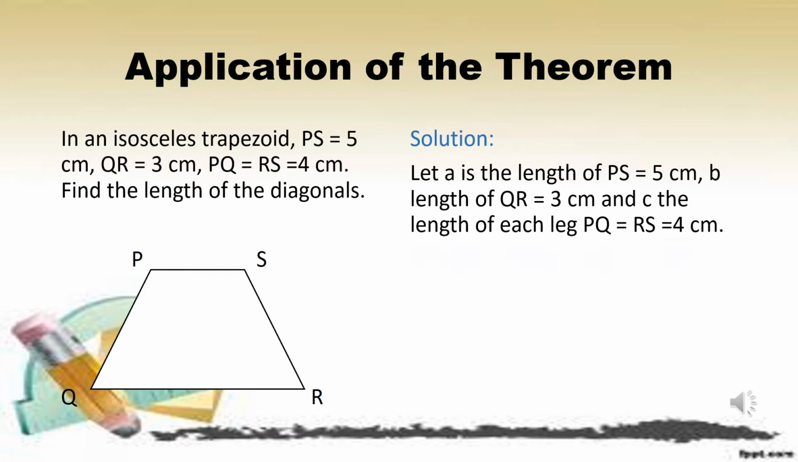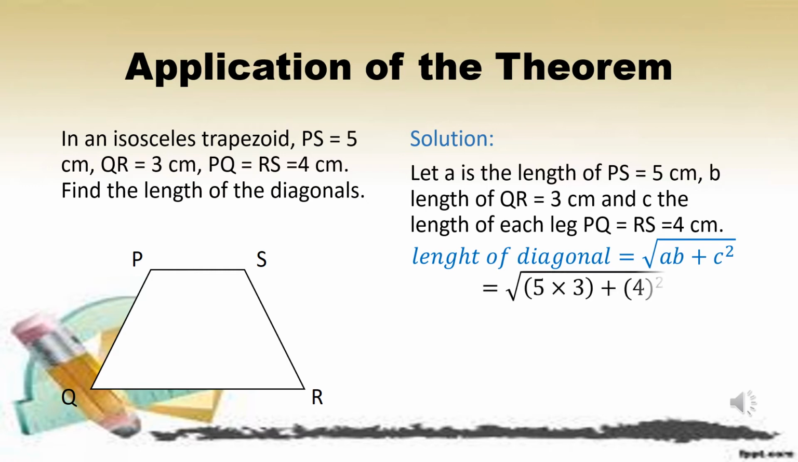So let's use the formula. Length of the diagonal is equal to the square root of AB plus C squared. Substituting the values, we now have the square root of 5 times 3 plus 4 to the power of 2. It is equal to the square root of 15 plus 16, and that is the square root of 31, and the square root of 31 is equal to 5.5. So the length of the diagonals are 5.5 centimeters.